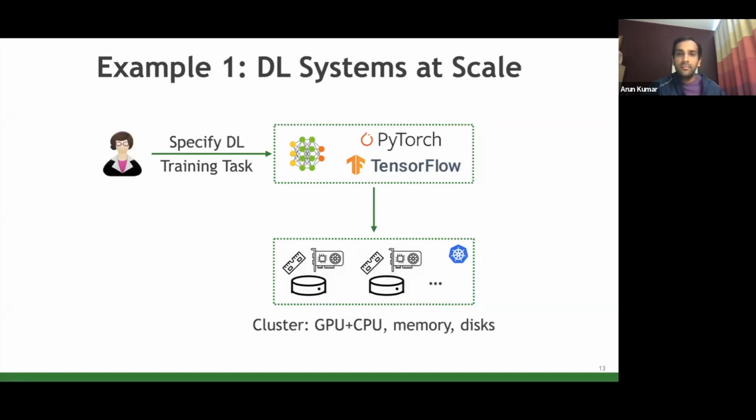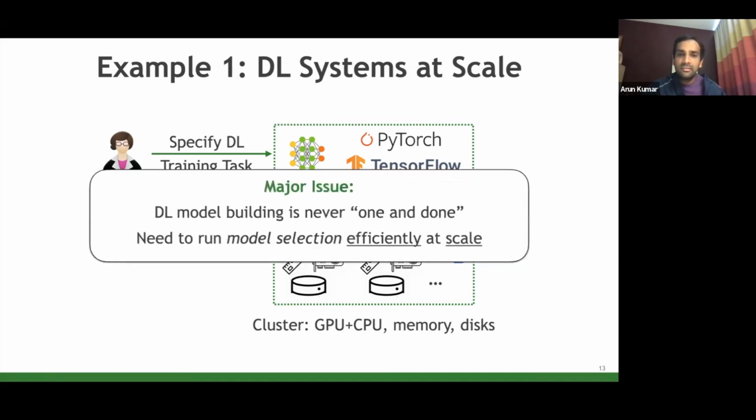Deep learning. Imagine you are a data scientist, you want to train deep learning models. This is sort of the world you imagine you're going to be in. You have PyTorch or TensorFlow, awesome open source tools from Facebook and Google. You specify your computational graph, you train it with stochastic gradient descent, run it on your cluster of CPUs, GPUs, maybe it's managed with Kubernetes. But the problem is this model building in deep learning is never one and done.